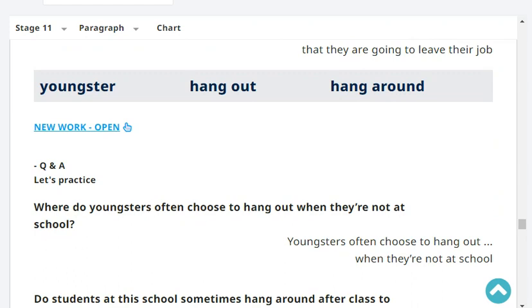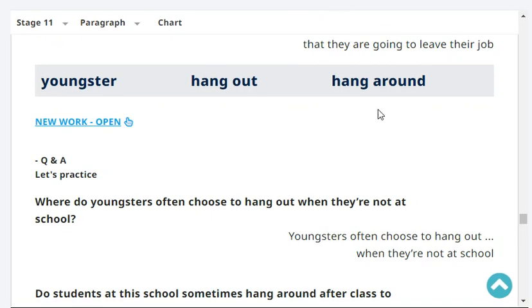Where do youngsters choose to hang out when they are not in school? Youngsters often choose to hang out in the arcade when they are not at school. Very good.